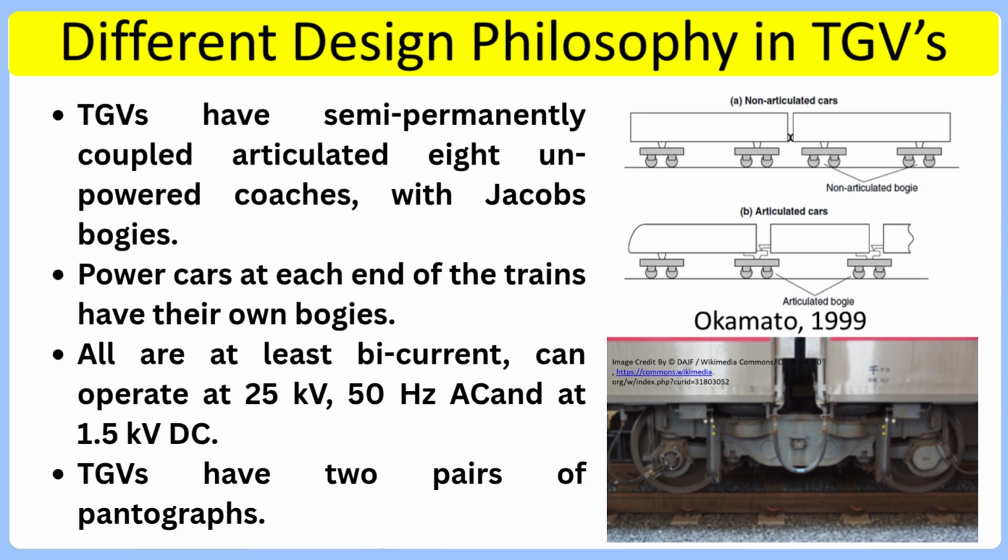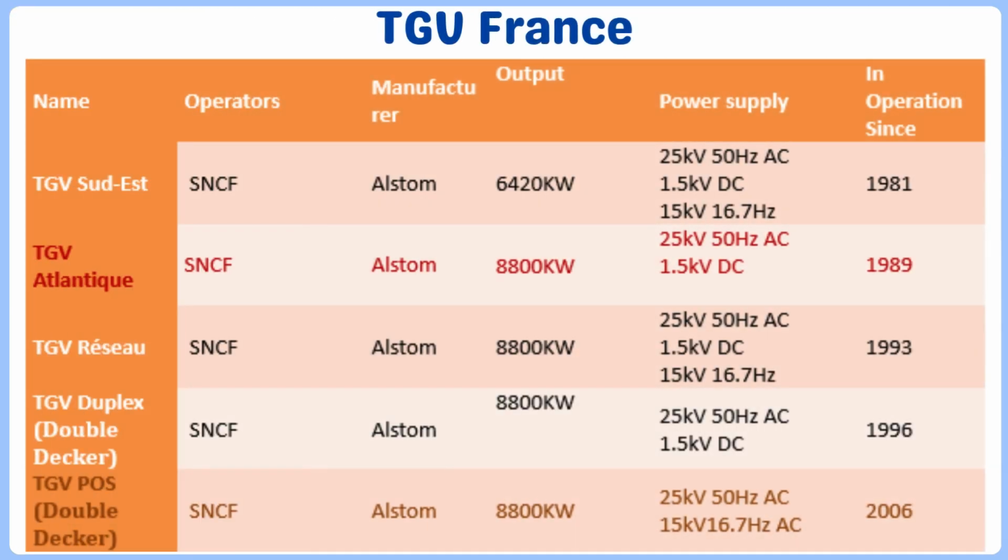Pantograph selection and height adjustment occur automatically based on the driver's voltage system choice. For routes to Germany, Switzerland, Belgium, and the Netherlands, tricurrent or quadricurrent TGVs are used to accommodate additional voltage systems. TGV Southeast was the first TGV to be introduced.